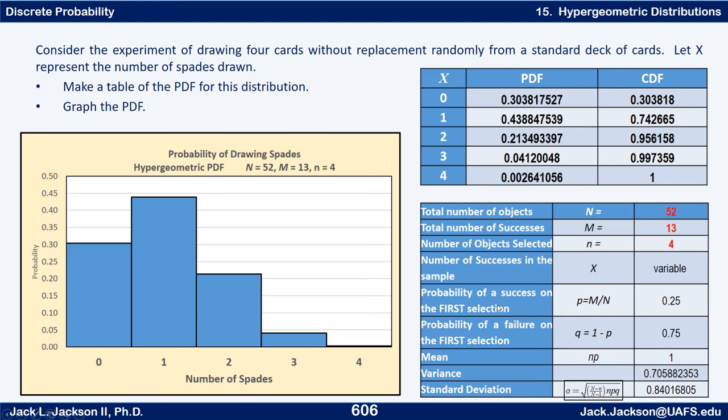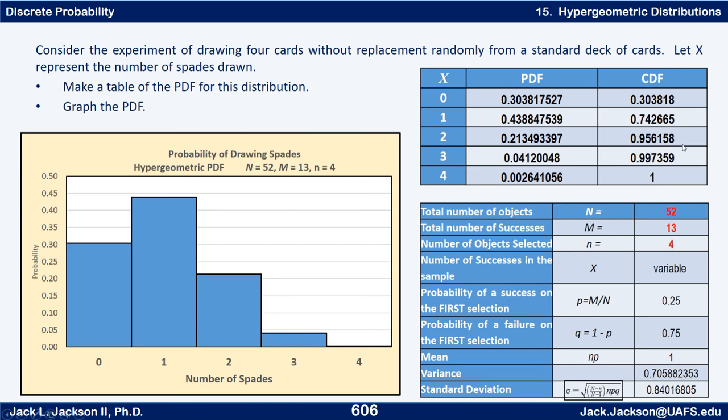The probability of success on the first item is M over N. That's 13 over 52, which is 1/4 or 0.25. The probability of failure is 1 minus that, so it's 0.75. The mean turns out to be n times p, so that's just 4 times 1/4, which is 1. So 1 is both the mode and the mean.